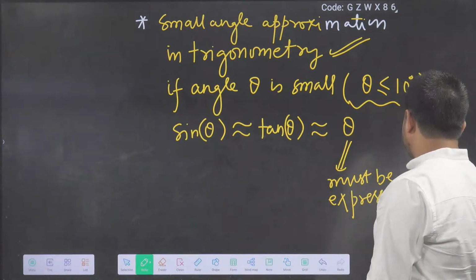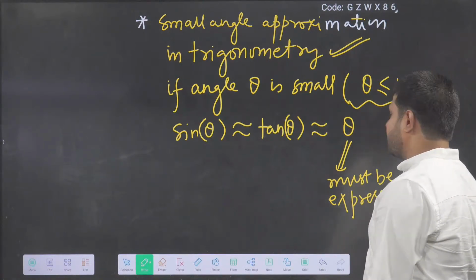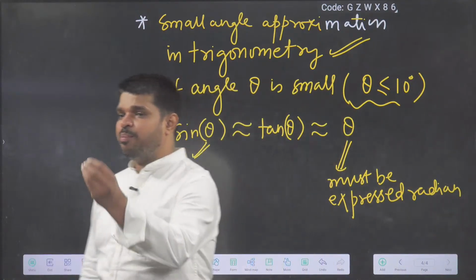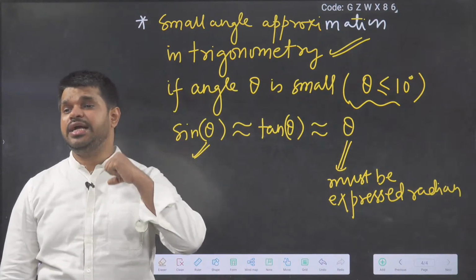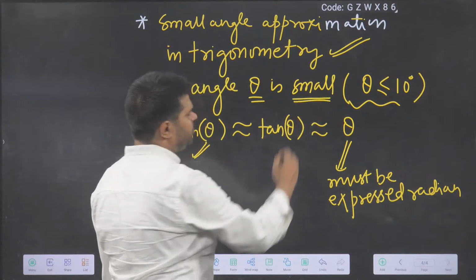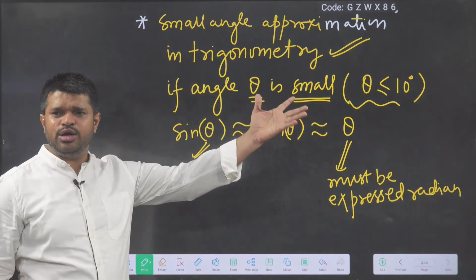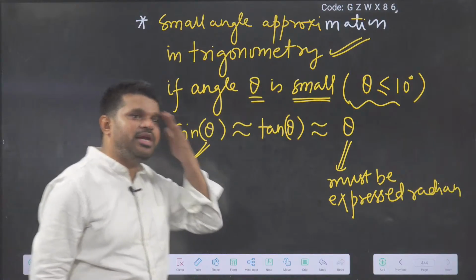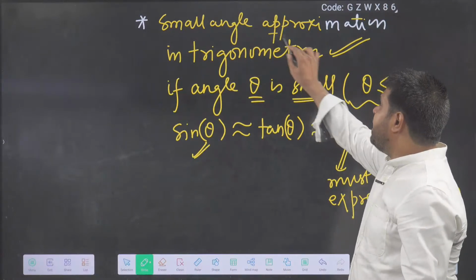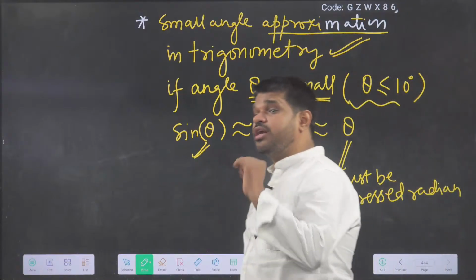Must be expressed in what? Radian. So for very small angles, preferably less than 10 degrees, if angle theta is small, I took a limit also. Let's say preferably it is less than 10 degrees. Then remember, it is an approximation. It is not an exact result.